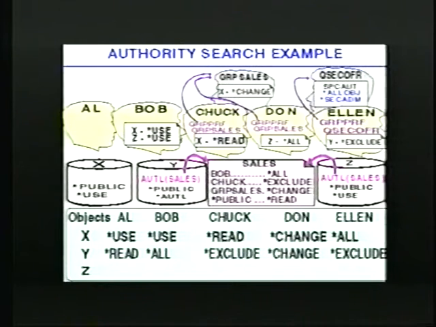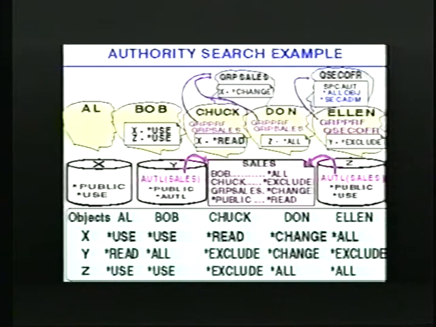For Don, for object Z, Don has a private authority entry in his user profile of all, so Don's access to object Z is all. And Ellen, for object Z, doesn't have any access, so it goes to her group profile, and because her group profile has all object authority, Ellen has all authority for object Z.